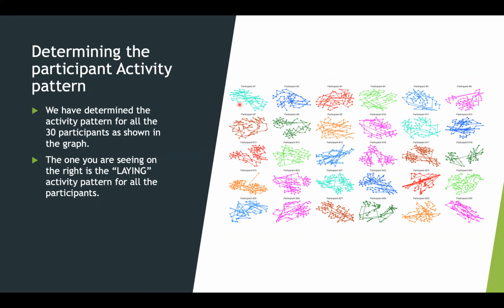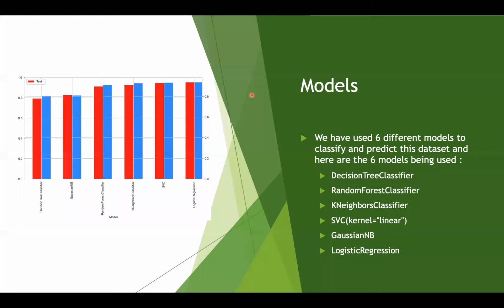So here we could see that for participant 1, this is the pattern that he has been laying out. It's a different set of metrics that is showing up in this particular pattern for each of these participants for the laying activity.